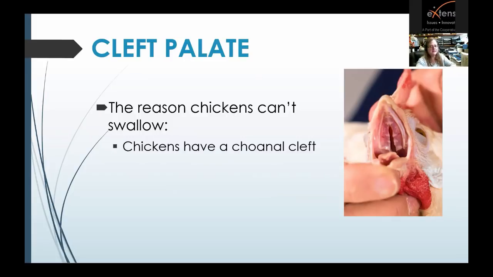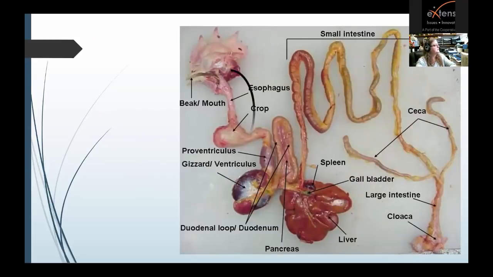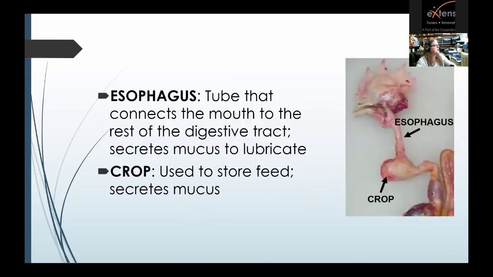So that tongue is important for pushing the food to the back of the mouth. And from there, it gets into the esophagus and it travels down to the crop. The esophagus, as I said, is the tube that connects the mouth to the rest of the digestive tract. It does secrete a mucus to help lubricate and assist with the flow of the food down the digestive tract.